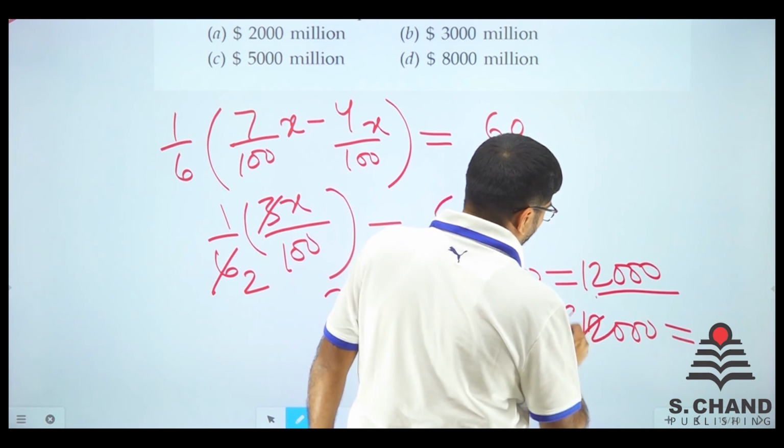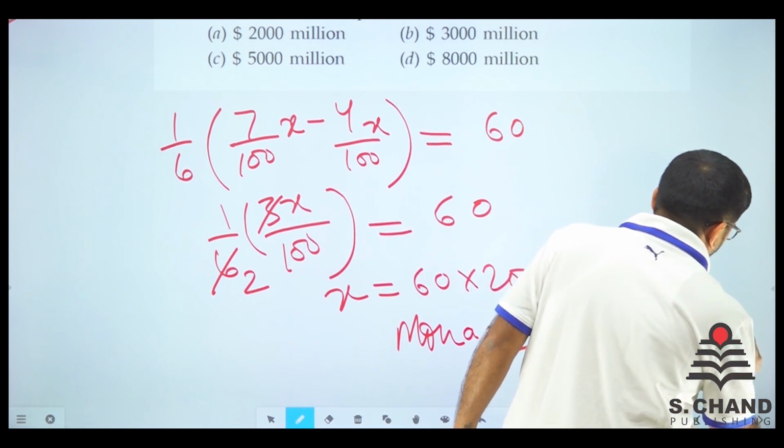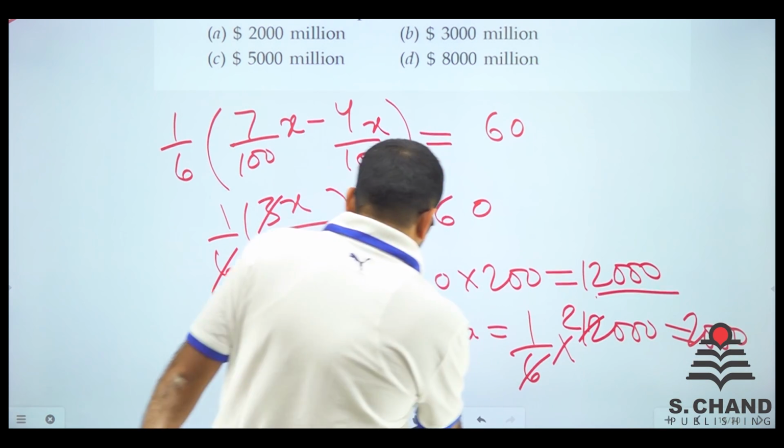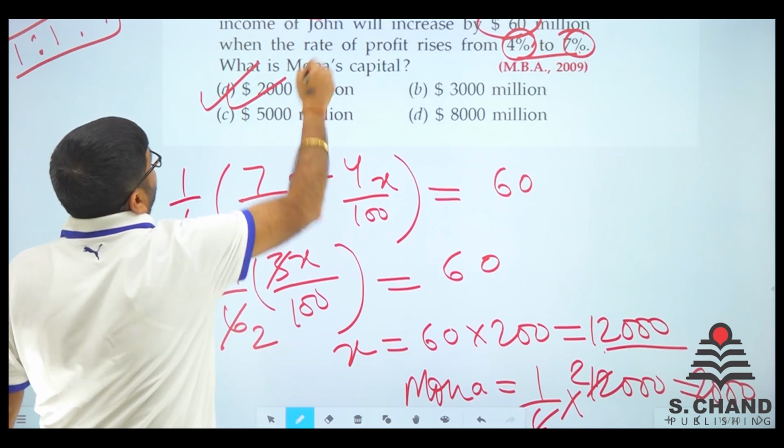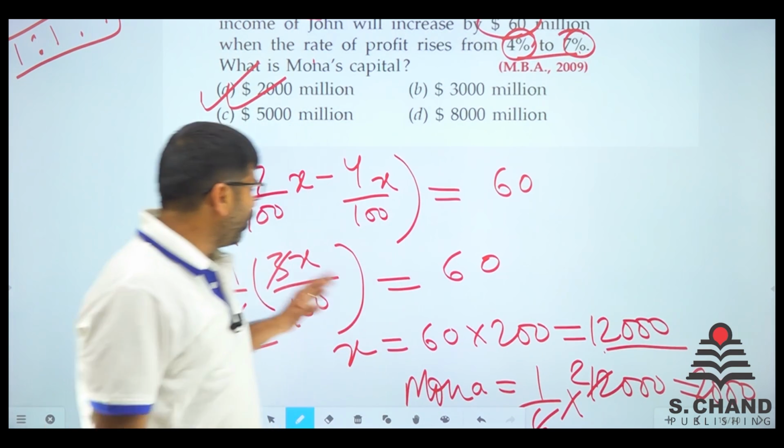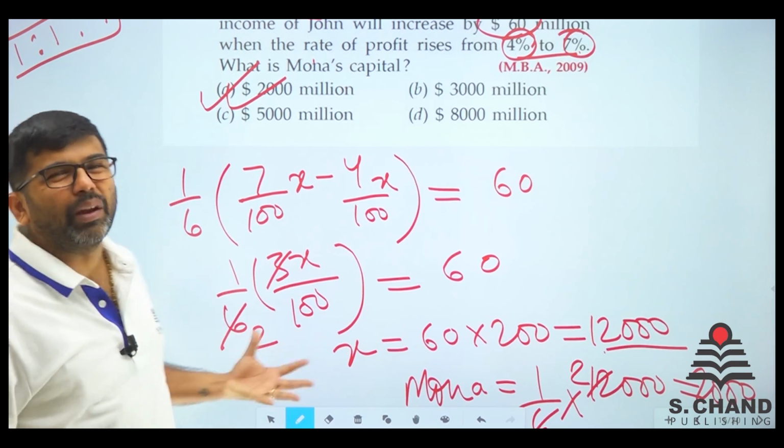So, it will be like 2. So, the answer is $2,000 million. Is it like $2,000 million? It is. Yes, it is. $2,000 million. What we did was a simple calculation, not a big calculation.